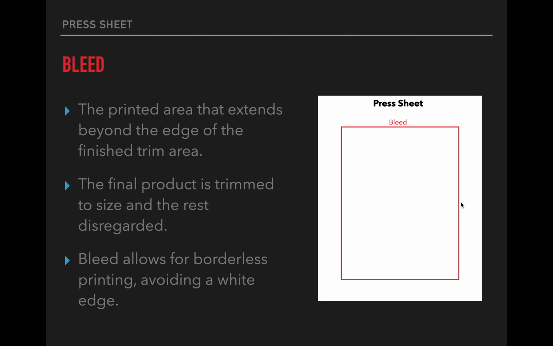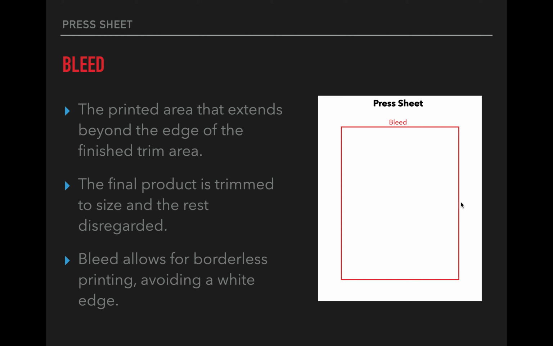Next is the bleed. The bleed is the printed area that extends beyond the edge of the finished trim area. The final product is trimmed to size and the rest is disregarded. Bleed allows for borderless printing, avoiding any white edges.